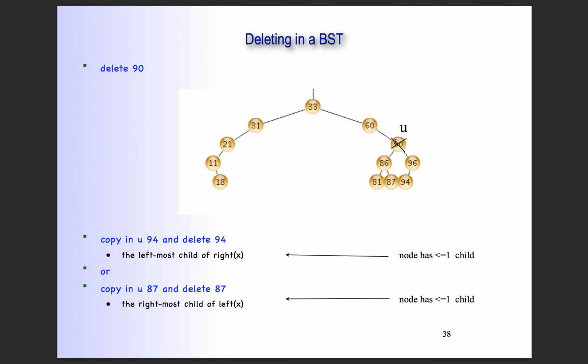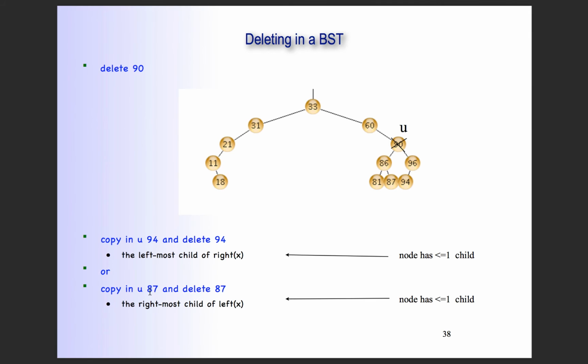For example, if you are deleting 90, call it x, you have to find the leftmost child of the right of x. The right of x is this right subtree, and you have to find the leftmost data of it. The leftmost data is 94. So you can replace 90 by 94, and then you can maintain the BST conditions.